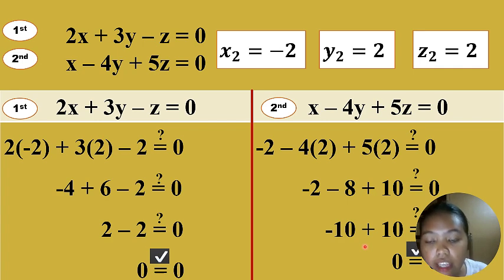And the check mark there verifies that these values satisfy the second equation as well. So since both of the equations are satisfied, the given values x sub 2 is equal to negative 2, y sub 2 is equal to positive 2, and z sub 2 is equal to positive 2 are indeed solutions. They are the solutions to our system. So this is justified by the calculations and checks we have performed.